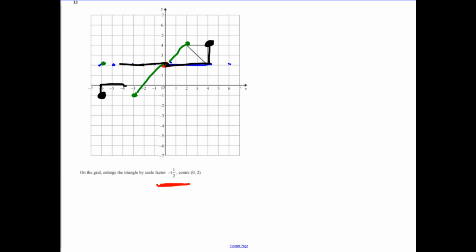Now don't forget to join them up. So let's join them together. So our points, there we go. Now as a little check, you can make sure, see this line here is 1.5 times bigger than the other line.